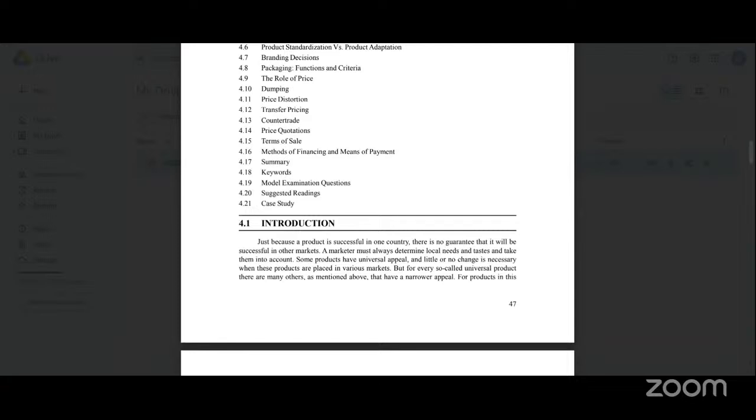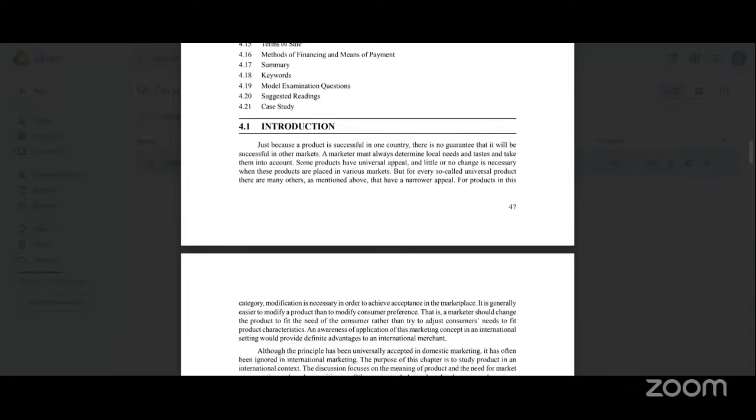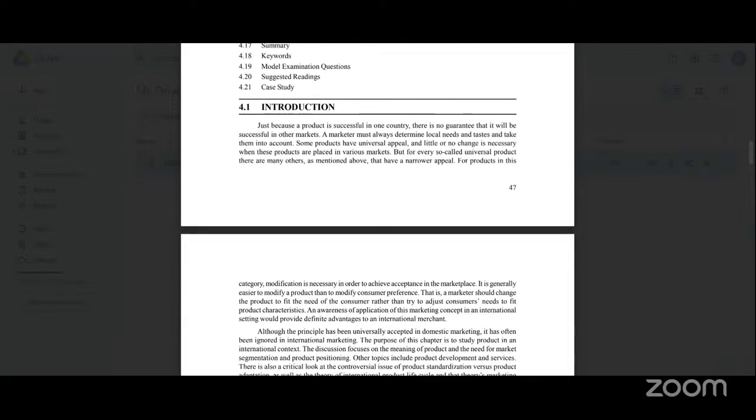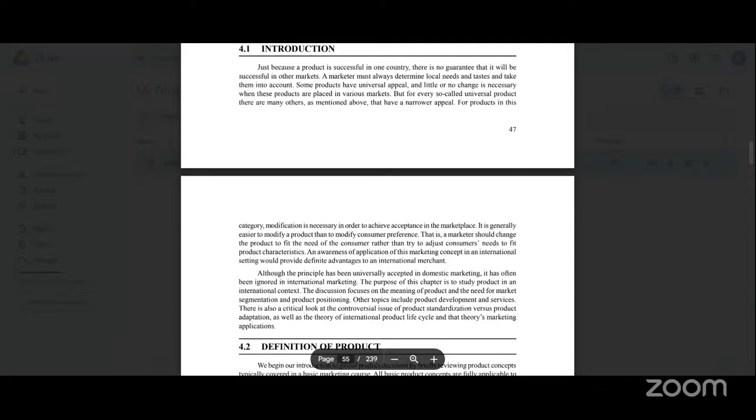So let's go further. In understanding broadly what this topic is all about, what we need to understand fundamentally is that just because a product is successful in one country, there's no guarantee that it will be successful in other markets as well. A marketer must always determine local needs and tastes. That means we need to understand the customer in their own locality and consider that in terms of our product. Some products may have universal appeal.